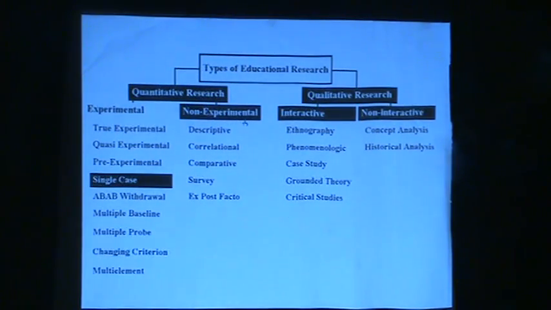Then we have quantitative research methodologies, non-experimental. We have descriptive research, correlational research, which talks about the strength and direction of relationships between variables, comparative research, survey research, and ex post facto. And again, this is just an overview. There'll be videos describing each of these different kinds also.